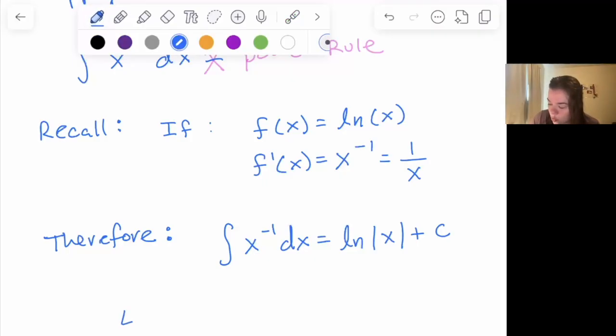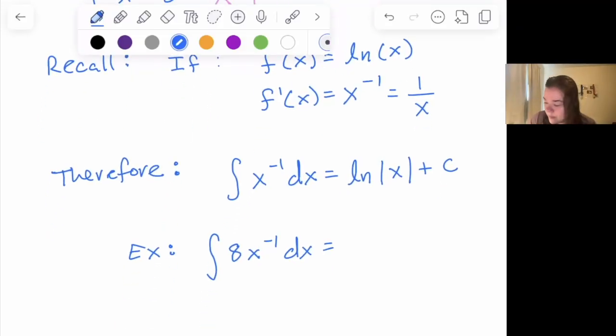So just to show you one more example with this, if you were being asked to integrate 8x to the negative 1 dx, this would just become, the 8 comes along for the ride, and then you'd have to remember, do not power rule if the power is negative 1. Apply the concept that that is the natural log of x plus c.